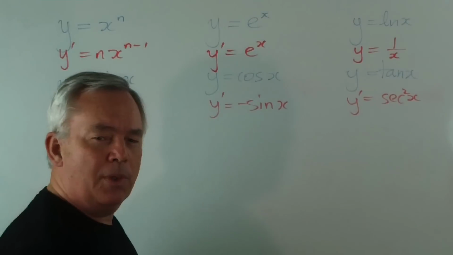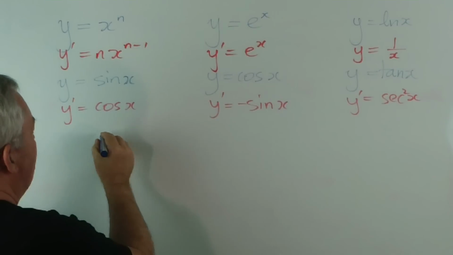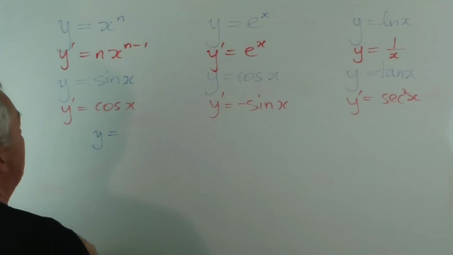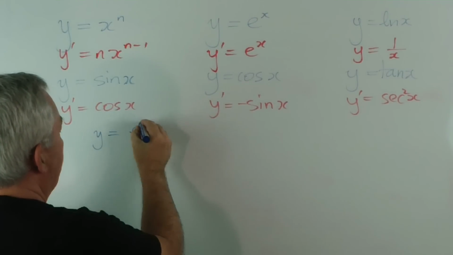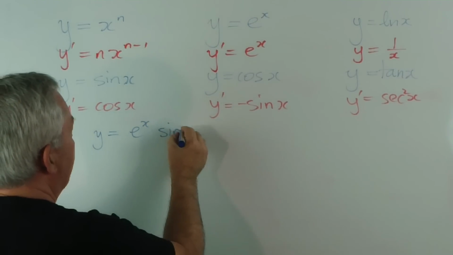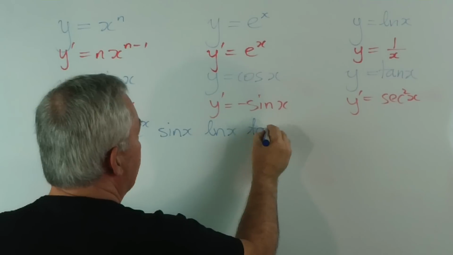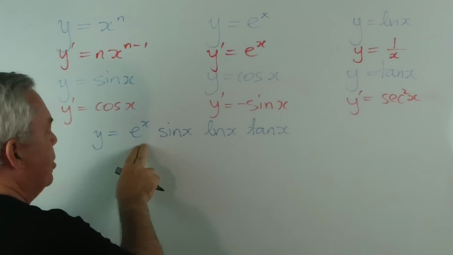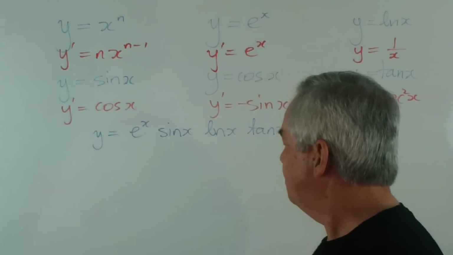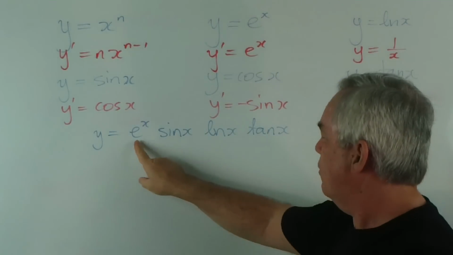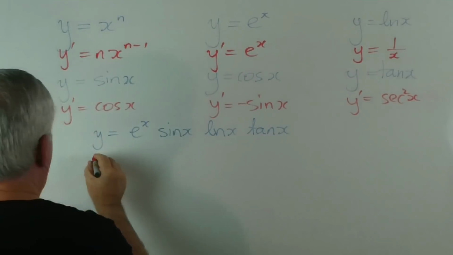Now, how does that work with the product rule? Well, let's make a product of some of these functions. Let's write y equals, let's say, e to the x times sine x times log x times tan x. Now, each of these individual functions are not complicated. I'll deal with that in another video. But we do in fact have a product here of 4 functions. Let's look at the derivative.